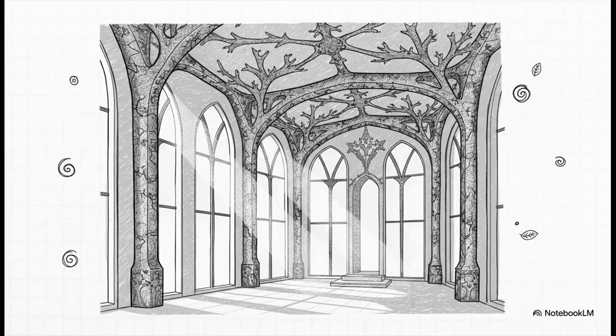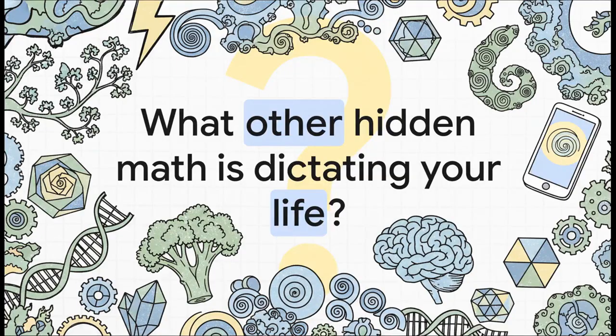How cool is that? So we started off talking about a lightning bolt, a smartphone, and a piece of broccoli, uncovering that self-similar thread that ties them and us all together. But it leaves us with one final, kind of mind-bending thought. If our technology, our architecture, and even the subconscious comfort of our own minds are quietly being shaped by fractal geometry, what other hidden math is out there, quietly dictating your life right now?